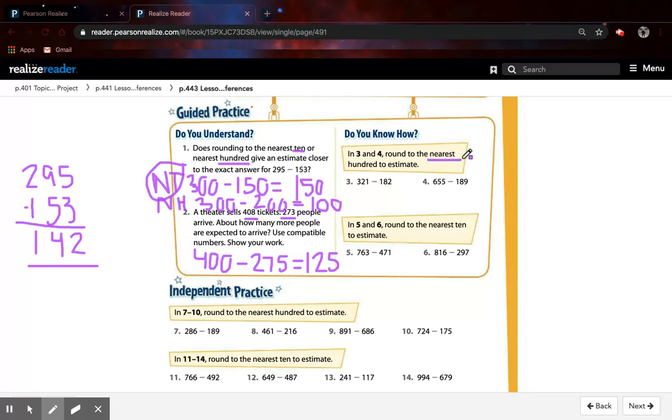For 3 and 4, you have to round to the nearest 100. So for number 3, your answer should be 100. For number 4, your answer should be 500. For number 5 and 6, you have to round to the nearest 10 to estimate. So your answer for 5 should be 290. And your answer for number 6 should be 520.